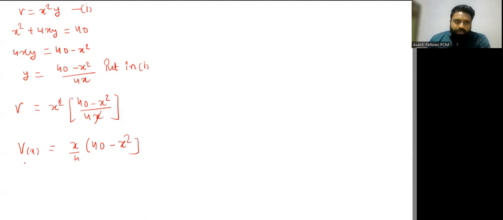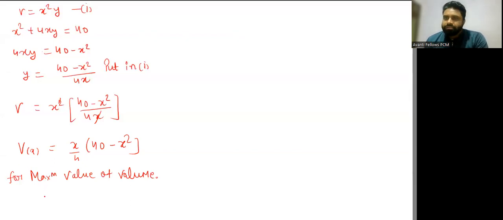Okay. Now for maximum value of volume, we are going to differentiate this volume with respect to x, and then we have to put it equal to 0. So dV(x)/dx is equal to 0.